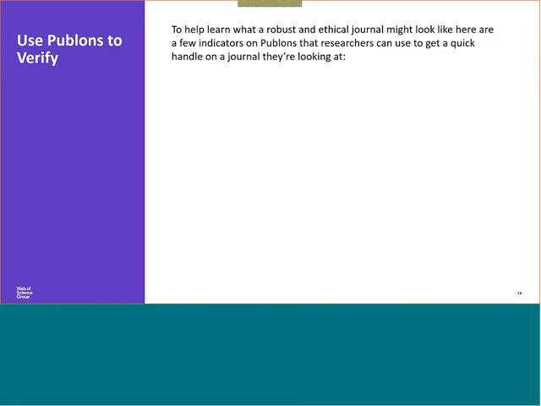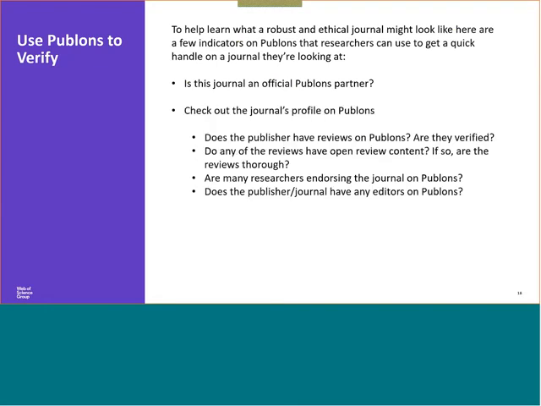You can use Pablons to verify journals as well. Within Pablons, we actually have partnered journals. These are journals that partner with us, and we verify that they are legitimate. They have an official partner badge on Pablons. So these are some of the things that you can check on Pablons: Is this journal an official Pablons partner? Does the publisher have reviews on Pablons, and are they verified?